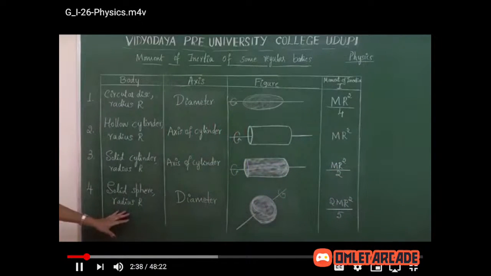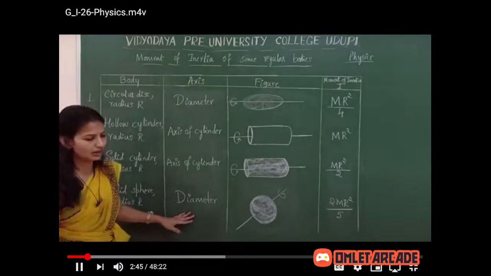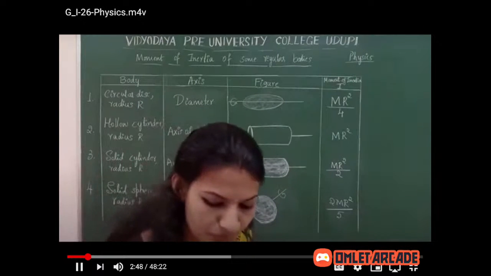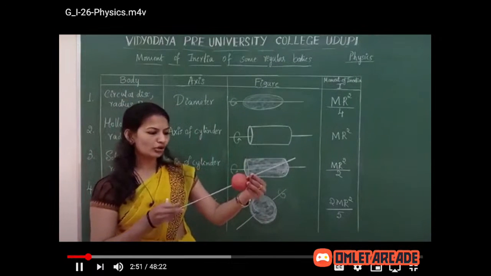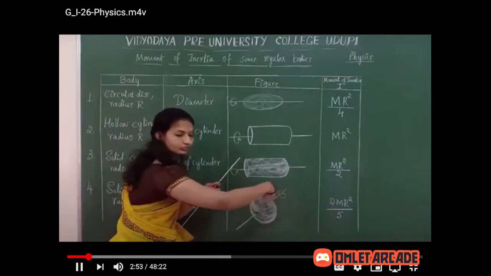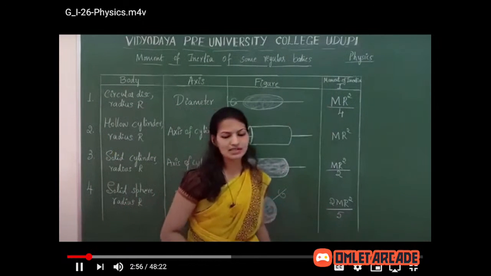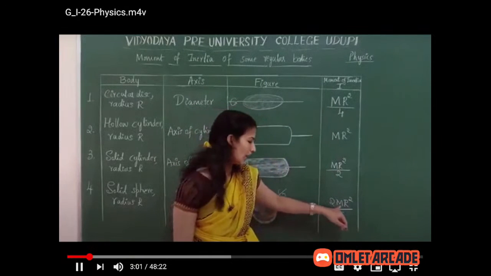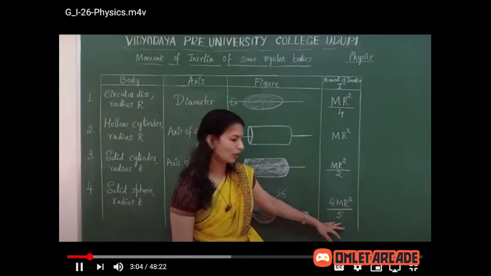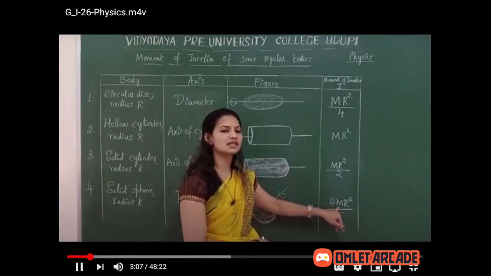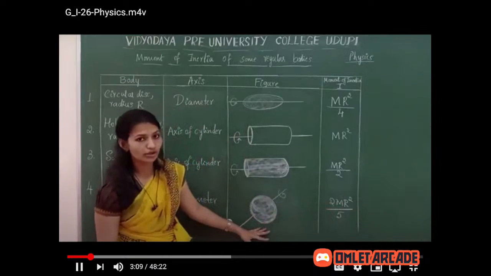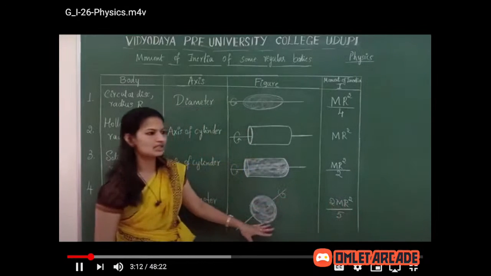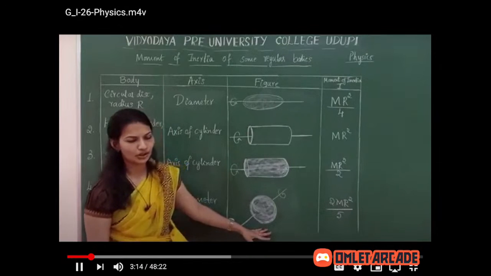The next is a solid sphere of radius r, and the axis is along the diameter. The figure is like this, and the rotation is like this. In this case, the moment of inertia value, the I value, is equal to 2mr square by 5. Here m is the mass of this solid sphere and r is the radius of this solid sphere.